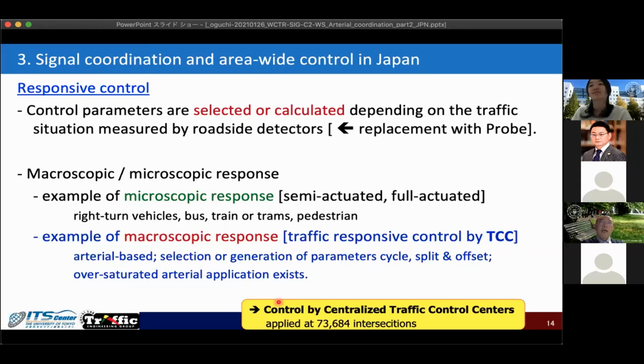So in these few years, they had a national project checking the usability of the probe information, but it's still ongoing. There are several projects, and so at this moment it is not in practice. That's the reality.